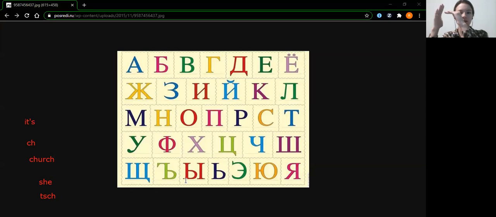When you say e, you just need to move your tongue back, in that direction. Then you say e, and move your tongue back. U, e, u, e, u.